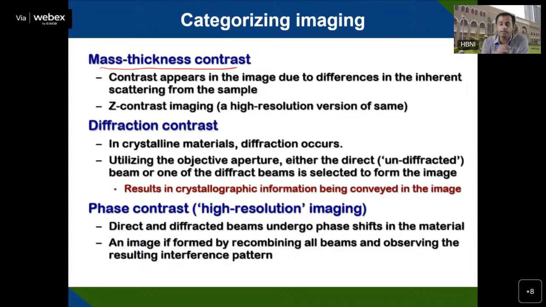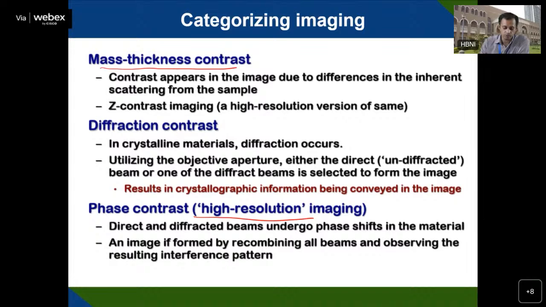Like when one material is highly crystalline and the other is slightly amorphous, you are able to get a diffraction contrast image, or you can also produce a high resolution, phase contrast image. So both the direct beam and the indirect, diffracted beam will be considered to get a high resolution image. So these three types of image we'll discuss.